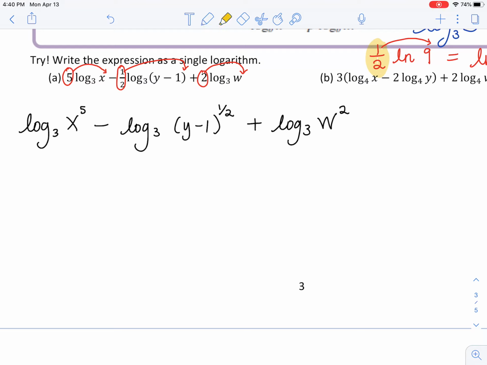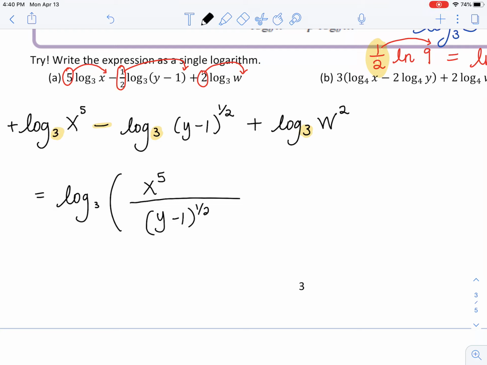All right, let's see if we can combine them, because if they all have the common base, we can write them as a single log, and they all have a base of 3. So let's write it. Log base 3 of, it's going to be a fraction. You know why we know that it's going to be a fraction? We got a minus there. So whatever has a positive sign in front is going to stay on top. X to the 5th. Notice it was a positive x to the 5th. It's going to be on top. But I'm going to draw the fraction bar and put this y minus 1 to the 1/2 power in the denominator. Why does that go to the denominator? Because we're subtracting. And when we're subtracting common base logs, we make them into a quotient.